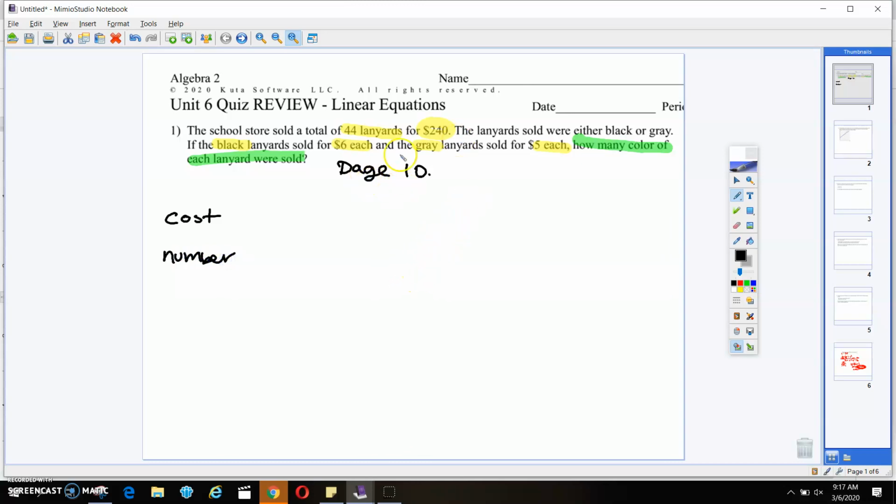So for the cost, it tells us that each black lanyard is $6 each. So this is going to be 6B, okay, where B is the black lanyards and G is going to be our gray lanyards, right? And so how much does each gray lanyard cost? It costs $5. So we're going to have 5G. And we're going to set that equal to, well, what's the total cost of the lanyards? 240, right? Everybody's okay on that, right?